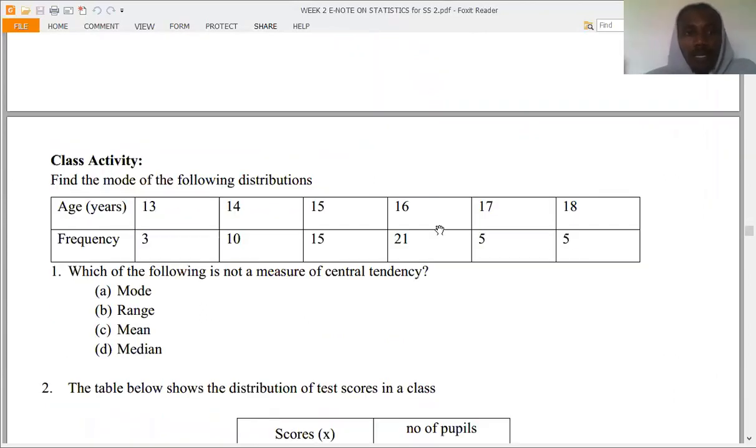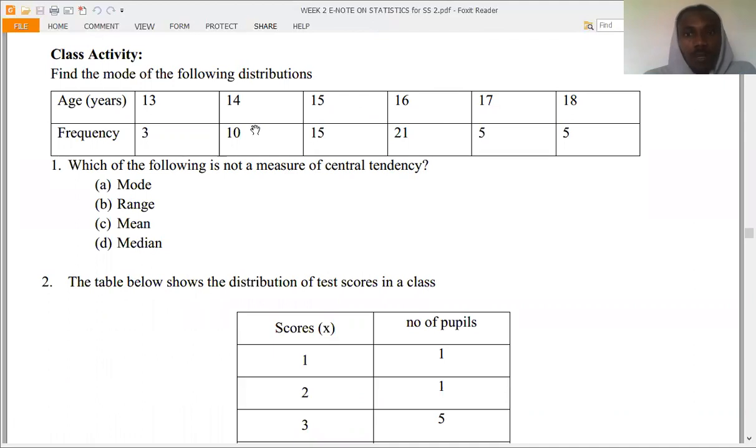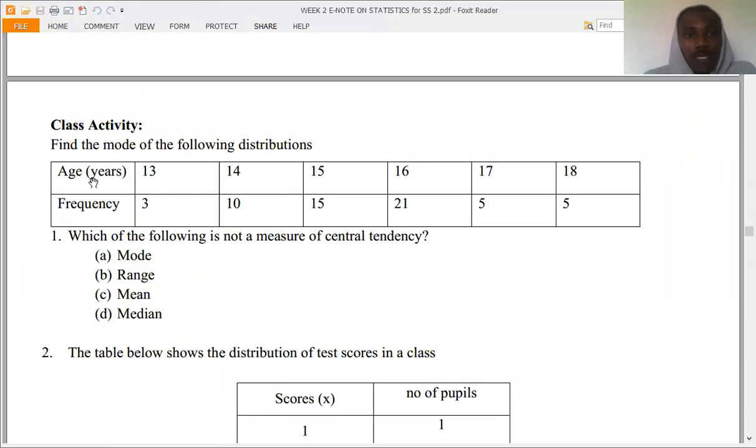Now, here are some class activities for you. Please attempt these questions and post them before the end of this lesson. You are expected to pause this video at this point and solve, then post. Activities: find the mode of the following distributions. Ages 13 to 18, frequencies are given as follows. Now the question that follows this table is: which of the following is not a measure of central tendency? The mode, the range, the mean, or the median? First, understand the question. First, find the mode of the distribution given in the table. Then, which of the following is not a measure of central tendency?